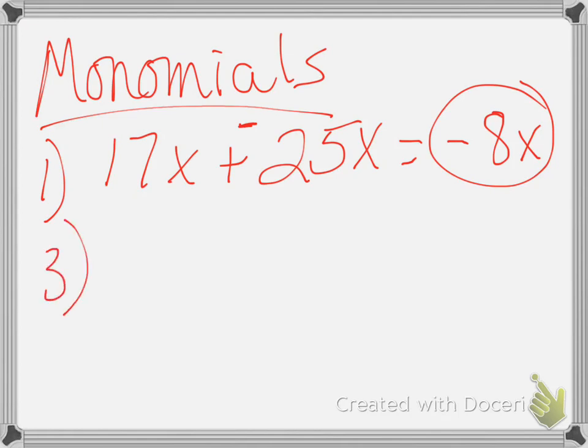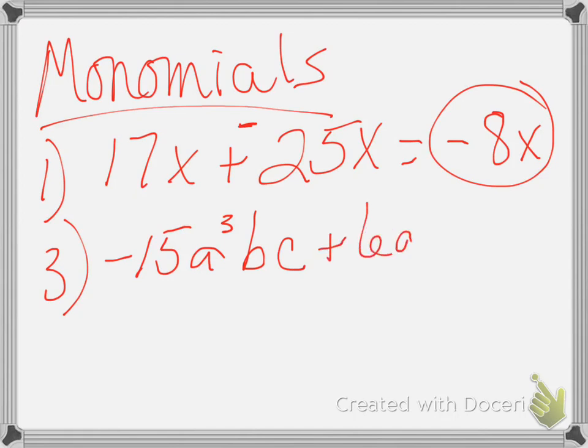All right, number 3. We have negative 15 a to the third BC plus 6 a to the third BC. It's not hard. Okay, these are all the same. Notice that that is the same as that, so therefore we can add them together. Just negative 15 plus 6. Okay, which gives me what?